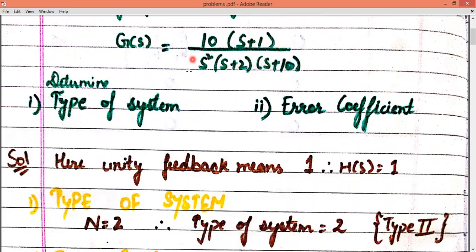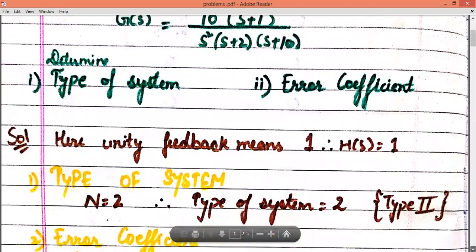I told you, we need to see the denominator part, that means the poles of the system. Here we have to check the power of S. Power of S raised to n means n equals 2. Sometimes in a complex system we denote this portion as S raised to the power j, and that power j decides the type of the system. So here the power is 2, therefore the type of the system is 2.